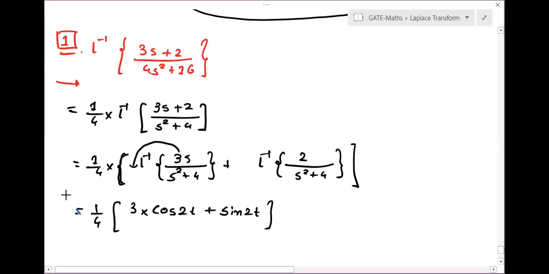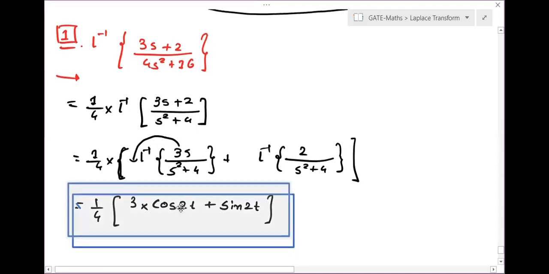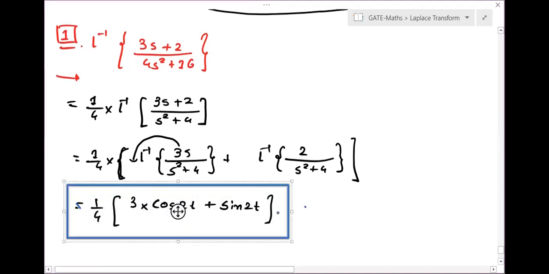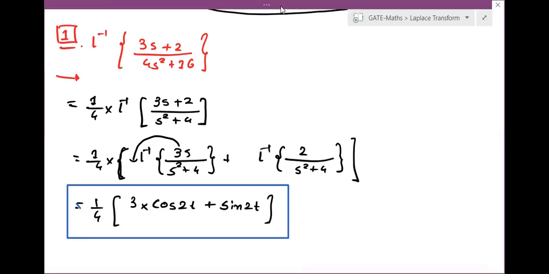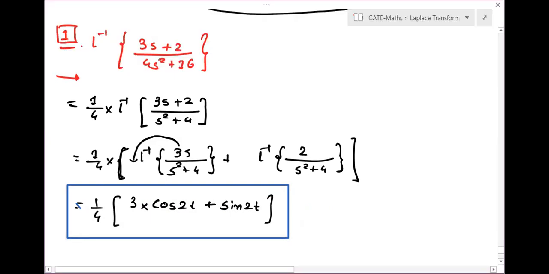Students, is it clear or not? Right, the first question of inverse Laplace, we just used basic formulae. Is it clear? Am I audible? Can you hear me? Type in the chat box. Okay, great. So let us see the second question now.